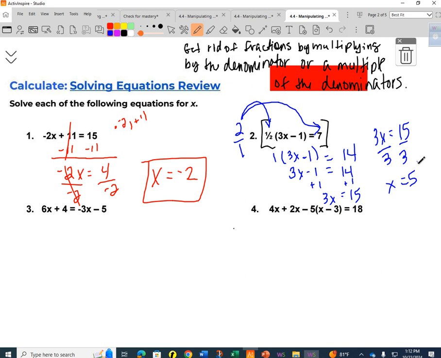How's number 3 different from the other equations we've done so far?